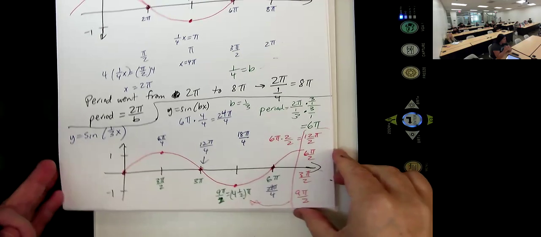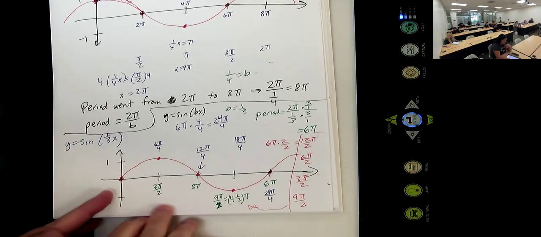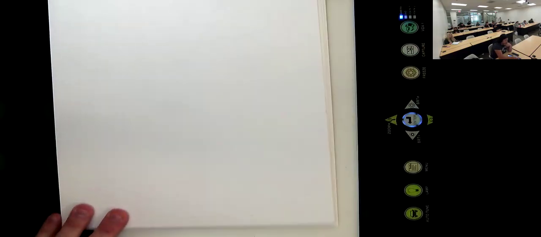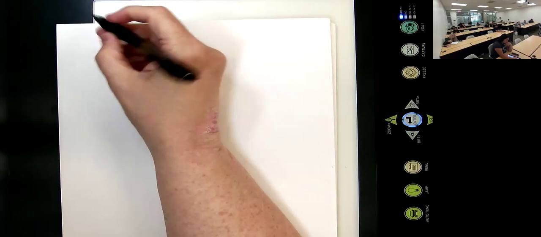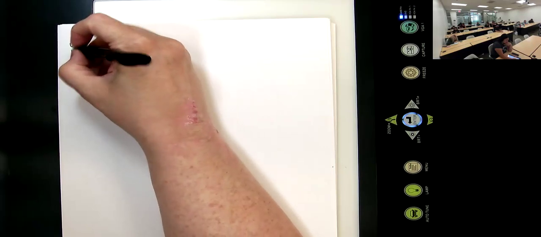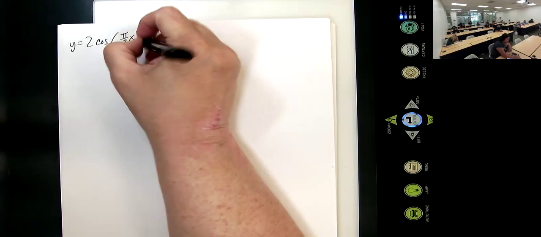You guys ready for more? You guys ready to try one yourself? Let's give you y equals 2 cosine pi over 2x.